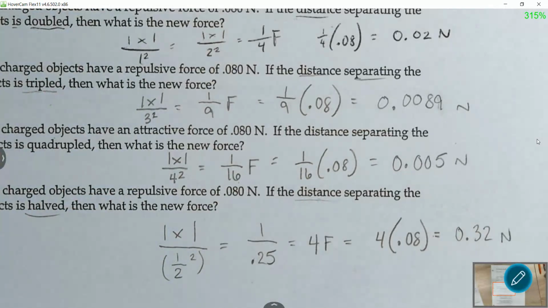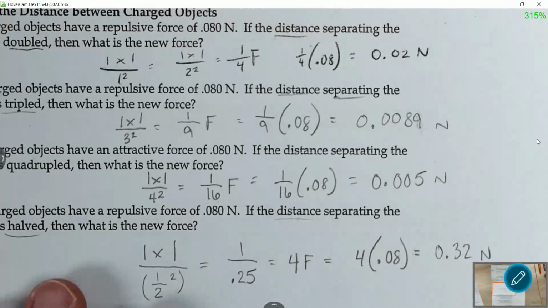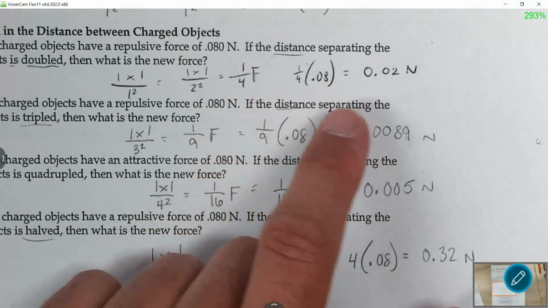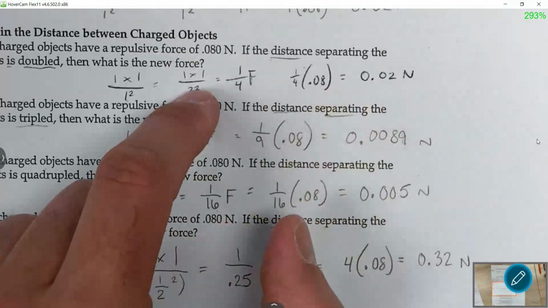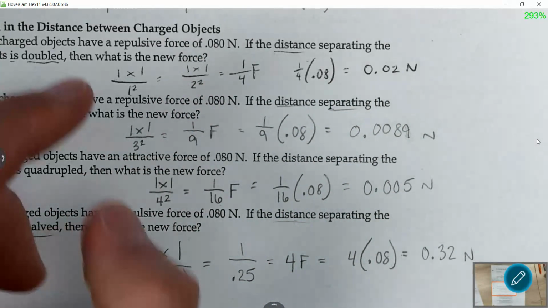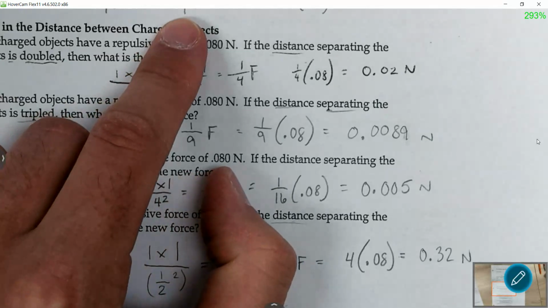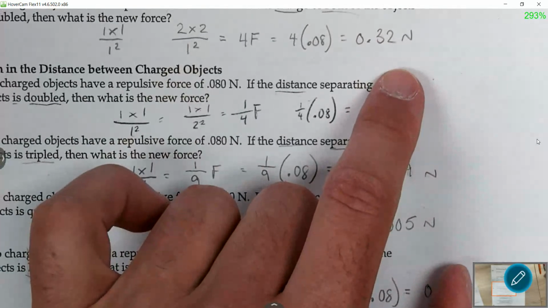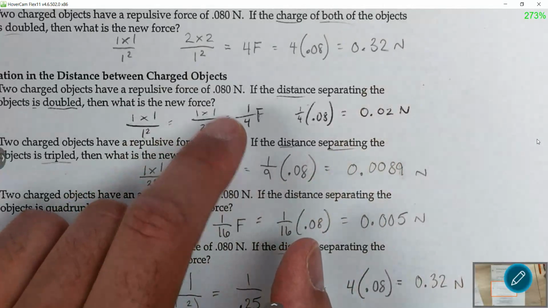So when you get closer together, what did you see happen? And what do you see happen as they get further apart? When the distance doubled, we went from 0.08 to 0.02, right? We doubled the distance, we went to 4, right, 1/4. Why? Because it's the distance squared. So when this number becomes larger, the overall force is going to become less, right?